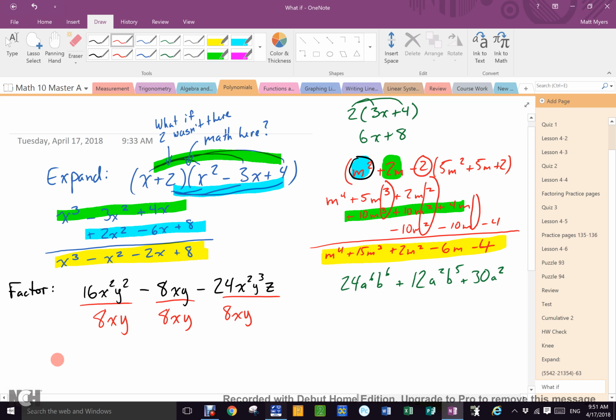What goes outside the brackets? The GCF. What goes inside the brackets? All of these answers. What is 16 divided by 8? 2. X squared divided by X.